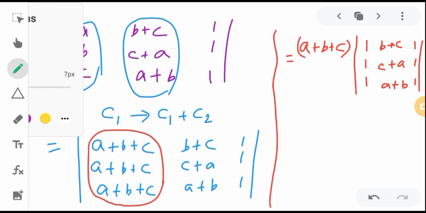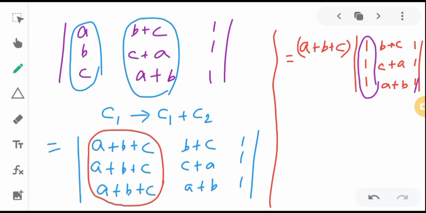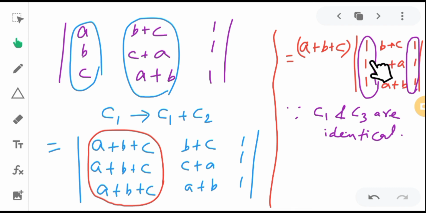Here again we'll use the properties of determinant. What is the property of determinant? I explained it earlier also: if two columns or two rows are identical, then the determinant is zero. If you see carefully, column C1 and column C3 are identical. Identical means every element is identical: 1 is equal to 1, 1 is equal to 1, 1 is equal to 1.